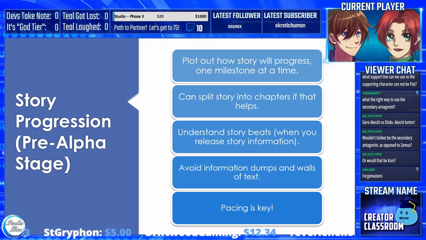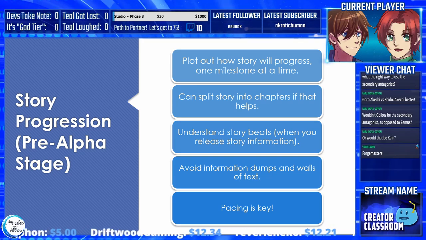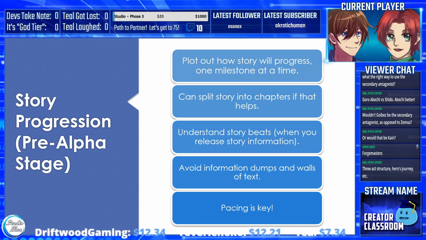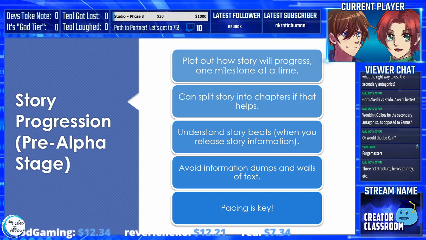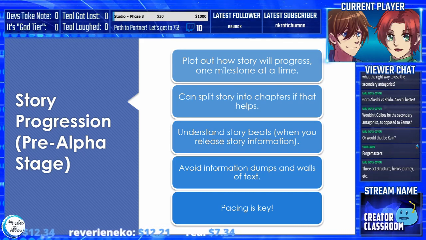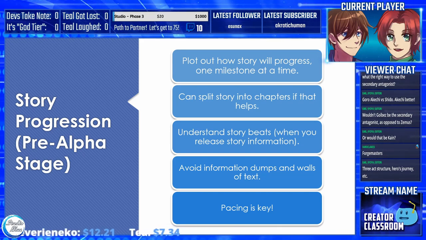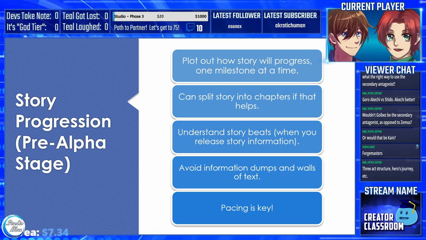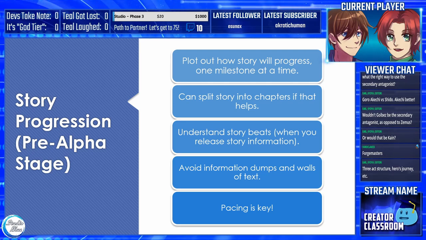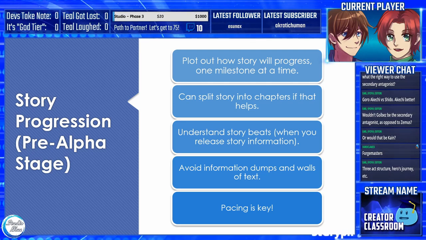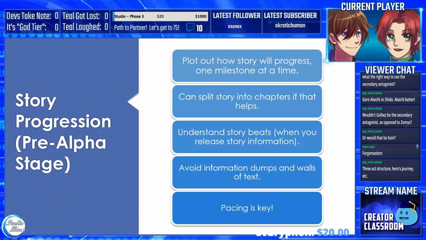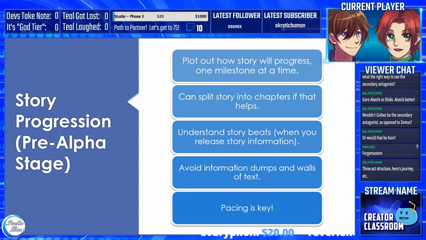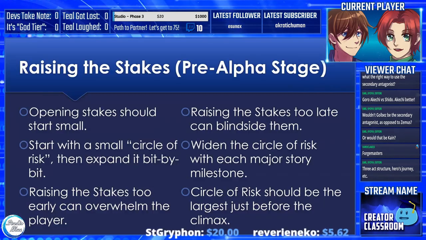So if this one slide is a little overwhelming, don't worry. We will eventually go over it. Exactly, the three-act structure, hero's journey. You are on point tonight, Earl, 100%. Yeah, that's it. So there will be a creator classroom in the future specifically on story progression, because it's well beyond the scope of putting it just in a slide. All right, shall we continue? Okay, let's move on.